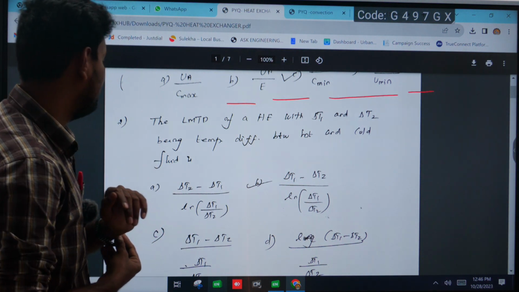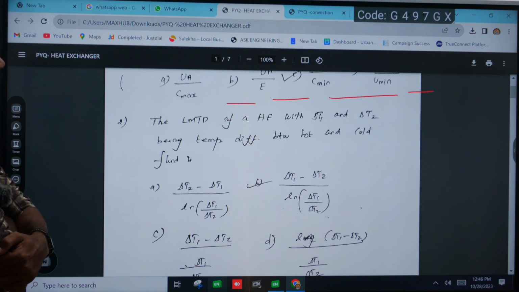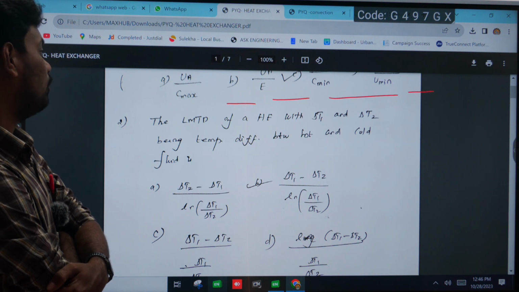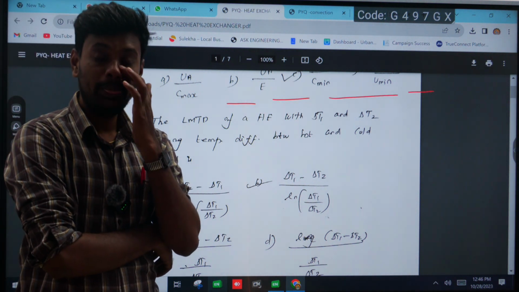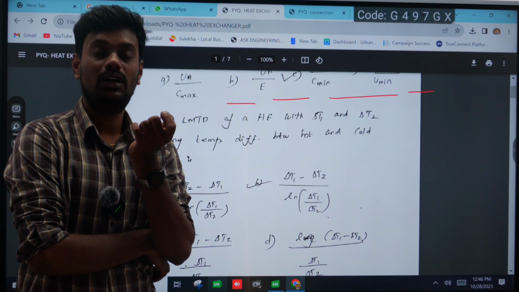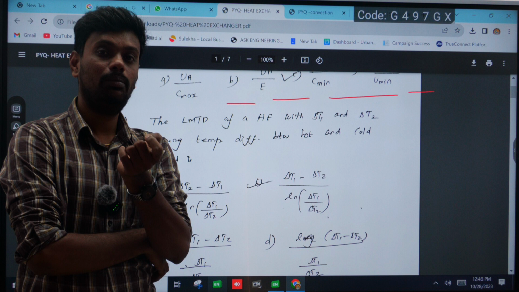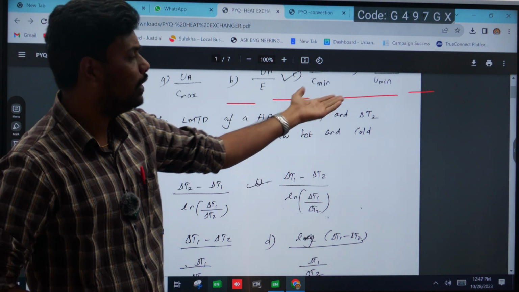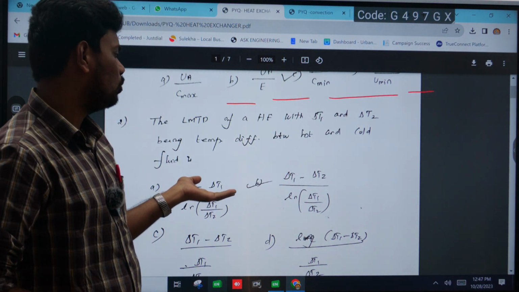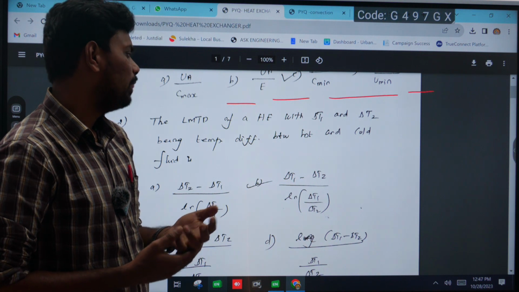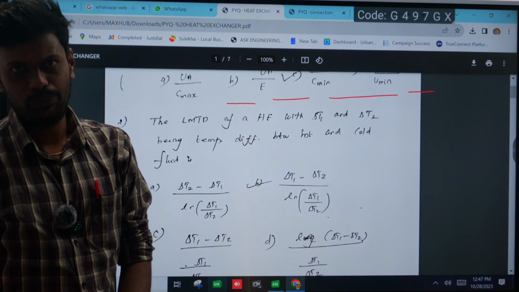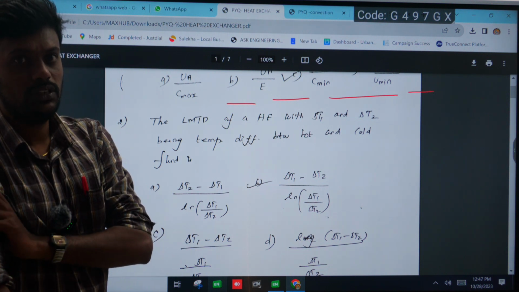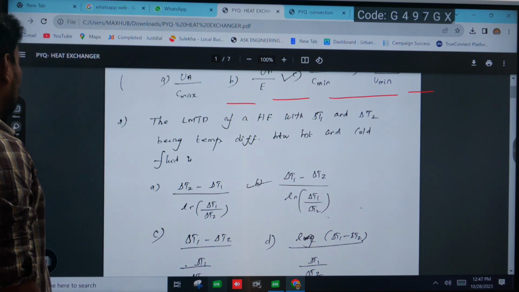Okay. Now heat exchanger, another question: the LMTD of a heat exchanger with delta T1 and delta T2 being the temperature difference between hot and cold fluid. So they are asking the formula for the LMTD. Like we have seen, the LMTD formula is theta 1 minus theta 2 divided by log of theta 1 by theta 2. Here instead of theta 1 and theta 2 they have listed delta T1 and delta T2, so the answer is delta T1 minus delta T2 by ln of delta T1 by delta T2. This is the formula you should always remember in heat transfer. This is the LMTD equation for the heat exchanger.